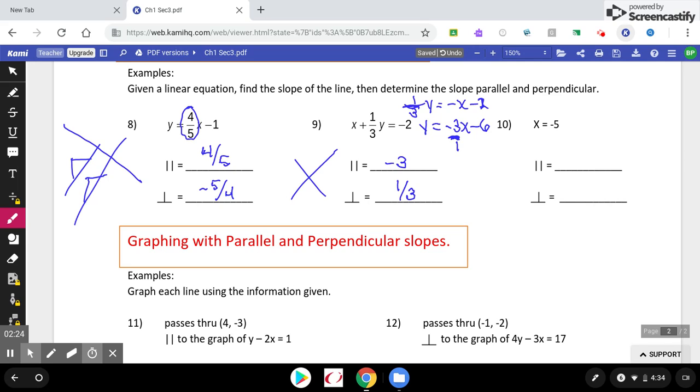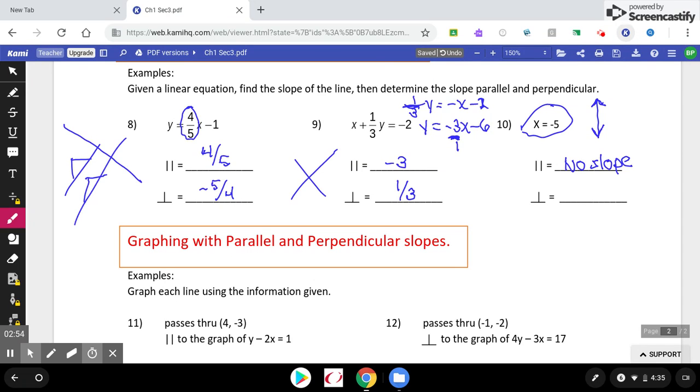All right, please, I'm begging you, a memory thing. If it's only an x in the equation, so the y is missing, it automatically makes a vertical line. A vertical line has no slope. Imagine trying to climb up that. You can't walk up that. It has no slope. So another vertical line that would be parallel to that guy would also have no slope.